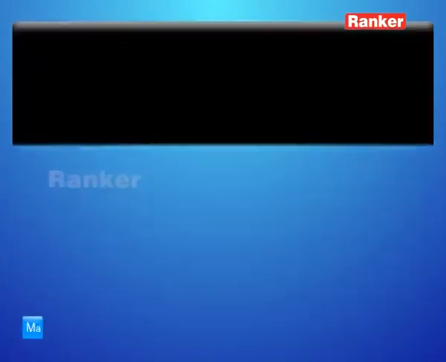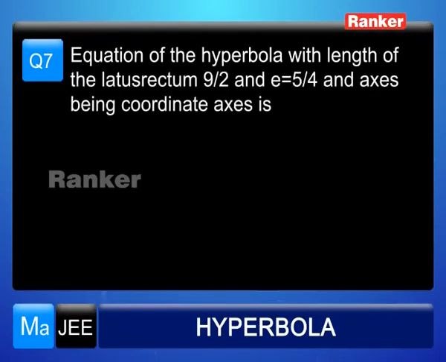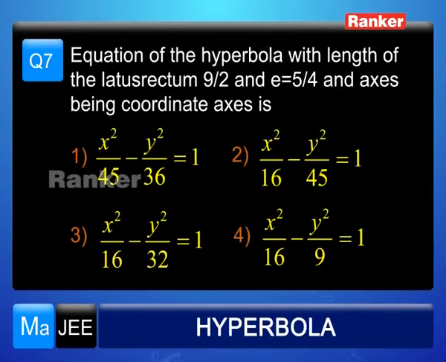Let's move to the next question, question number 7. The equation of the hyperbola with length of the latus rectum being 9 by 2 and eccentricity 5 by 4, and the axes being coordinate axes, is: first option, x square by 45 minus y square by 36 is equal to 1. Second option, x square by 16 minus y square by 45 is equal to 1. Third option, x square by 16 minus y square by 32 is equal to 1. Fourth option, x square by 16 minus y square by 9 is equal to 1.